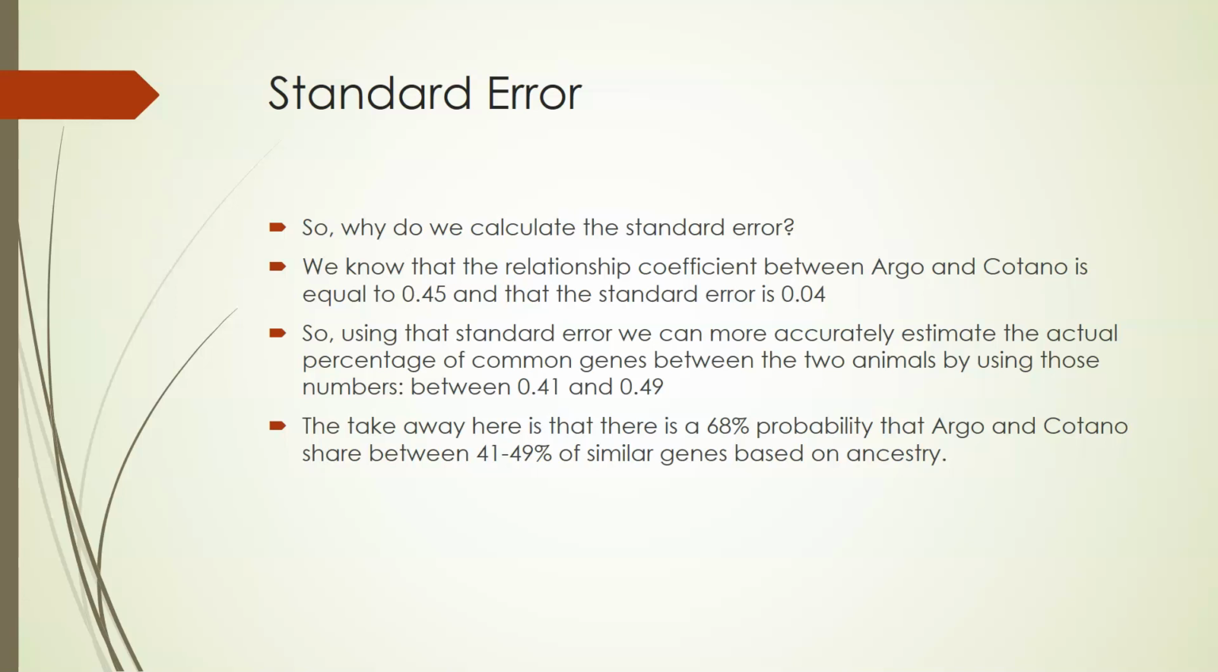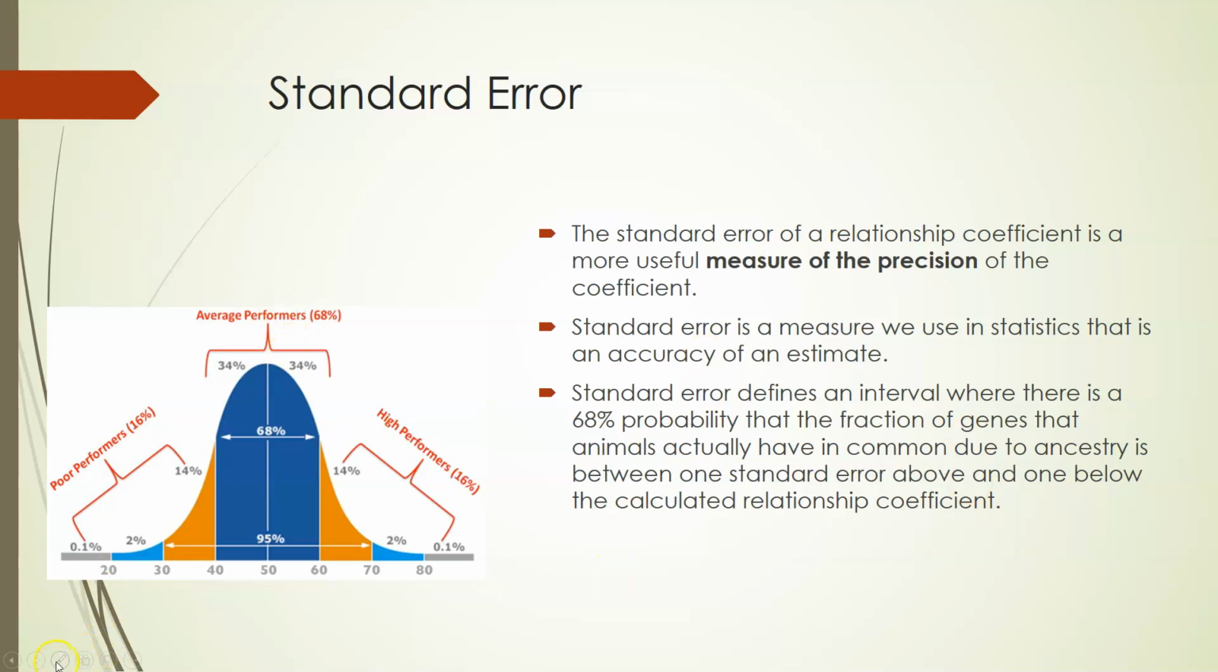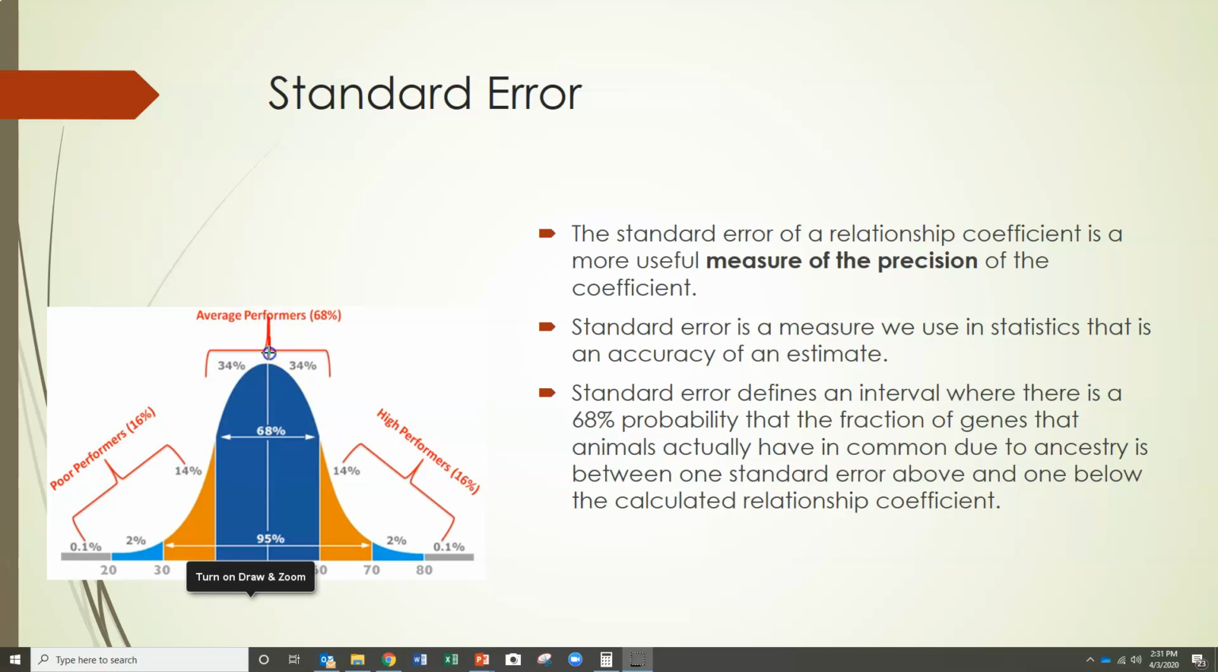So basically, we talk about the bell curve here. In this case, we see this average right here. We calculated the relationship coefficient as 0.45. For one standard error, that's where we use that number that we found. So it'd be 0.45, we add the 0.04 that we got for the standard error, so it'd be 0.49, and then we subtract on this side, and it'd be 0.41. So now we're actually applying the numbers to this bell curve, and we see that within that first standard error, there's a 68% chance that it lies between 0.41 and 0.49.